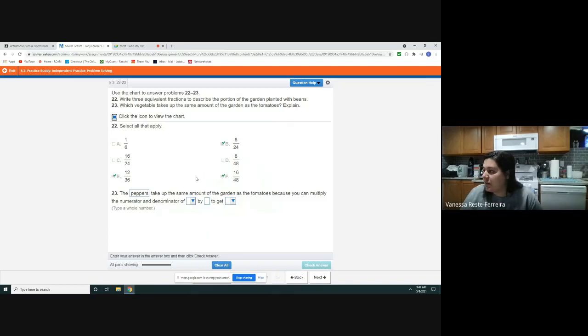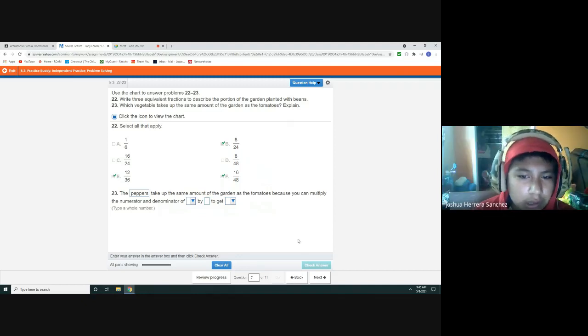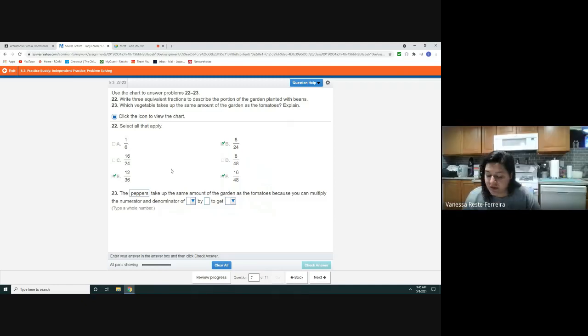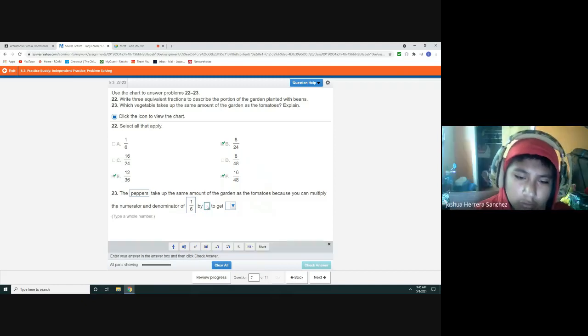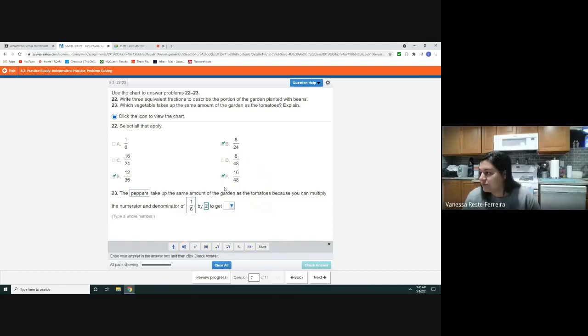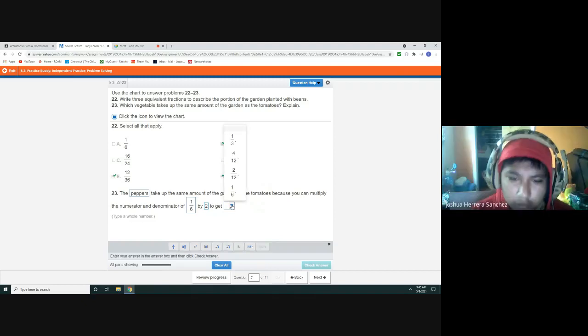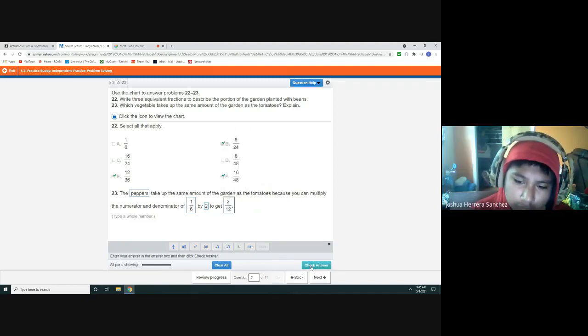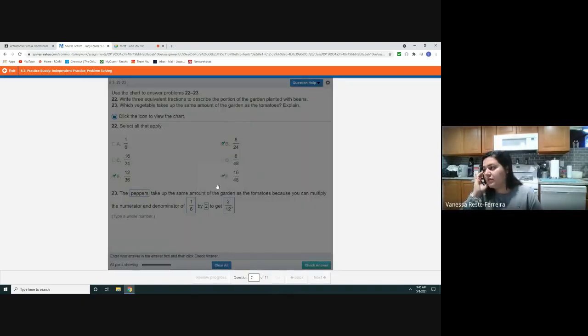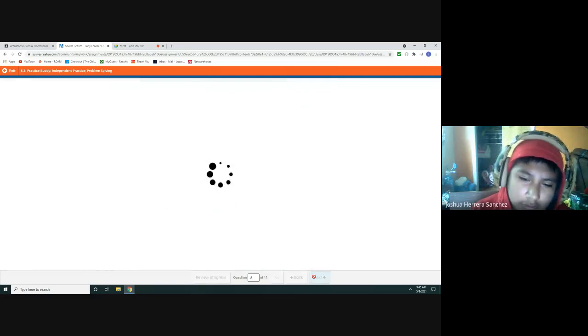So the peppers take the same amount of space of the garden as the tomatoes, because you can multiply the numerator and the denominator of the original. What was our original numerator and denominator? The tomatoes, how much were the tomatoes? 1/6. Very good. Okay, and what did we multiply it by? By 2. Good. To get what? 2/12. Very good. You got it. Yay.